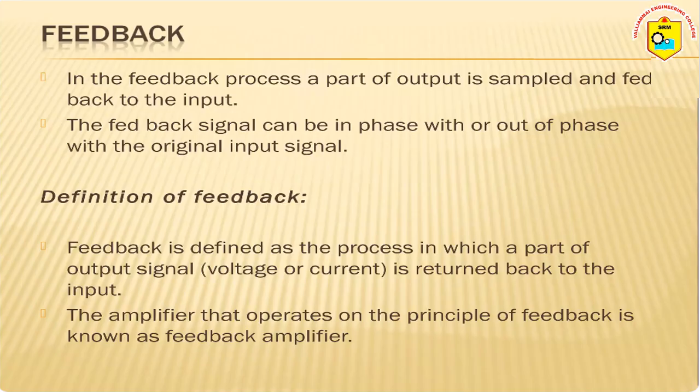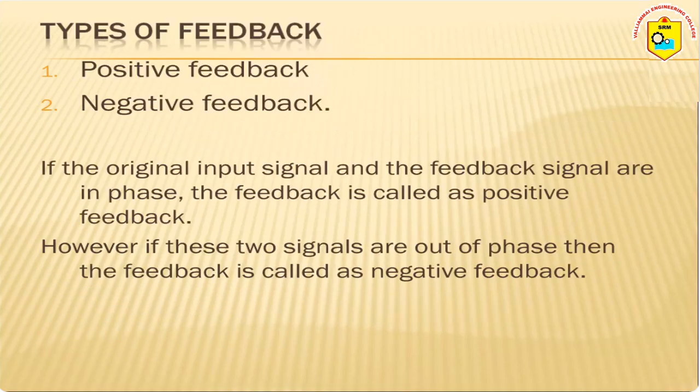The definition: feedback is defined as a process in which part of the output signal is returned back to the input. The output signal may be voltage or current. An amplifier that operates on the principle of feedback is called a feedback amplifier.